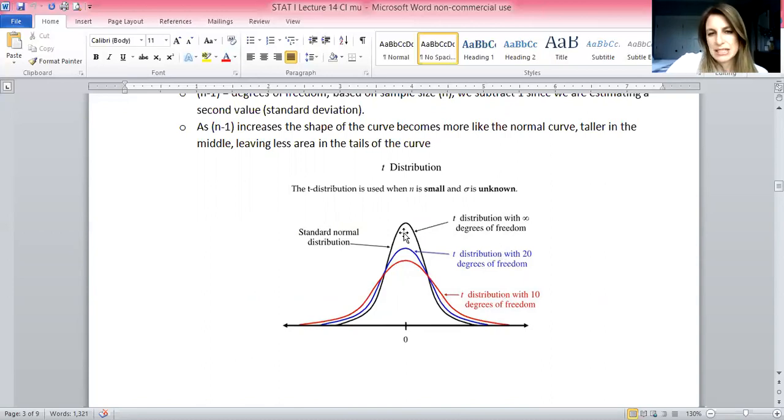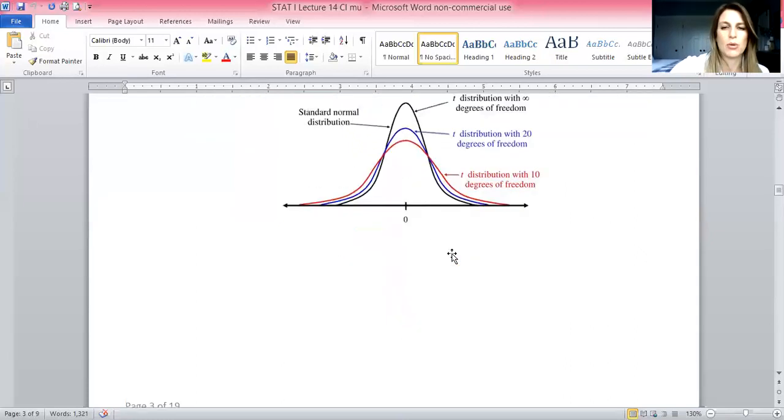So you can see that the curve changes. As my degrees of freedom increase, the curve becomes more normal. It looks more like my normal curve. Okay, so it's just nice to know. We don't have to actually know the exact look of the curve, but it's just nice to know that as n-1 increases, my curve will look more like my Z curve, my standard normal curve. Okay, so that's what's going on here.